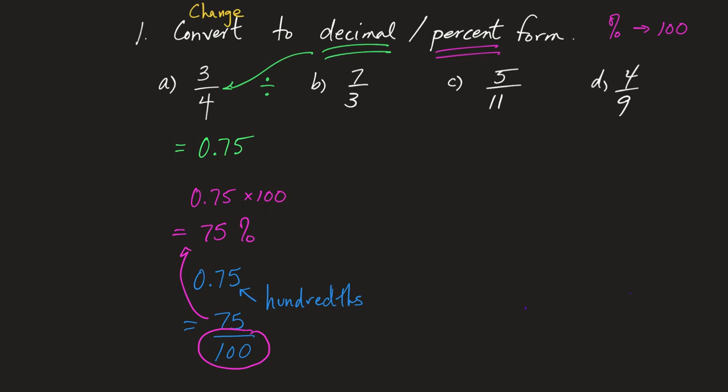Okay, what I'd like you to do now is take a moment and try to work out ahead of me. So I'm going to put a little line right down here to separate question B. What I would like you to do is try to change the next 3 values into a decimal and a percent form. And then we'll come back and we'll see how well we did. Okay? I want you to pause the video now.